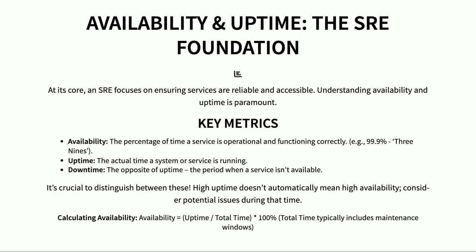Let's start with the basics of what makes a service reliable. As an SRE, you will spend a lot of time thinking about availability and uptime. Availability is really just how much time your service is actually working expressed as a percentage. Uptime is the actual running time, while downtime is where it's not. It's important to focus on both, and calculating availability helps give you a clear picture of performance. A common goal is 3 nines, meaning 99.9% uptime. Don't confuse these terms. High uptime doesn't automatically guarantee a great experience.